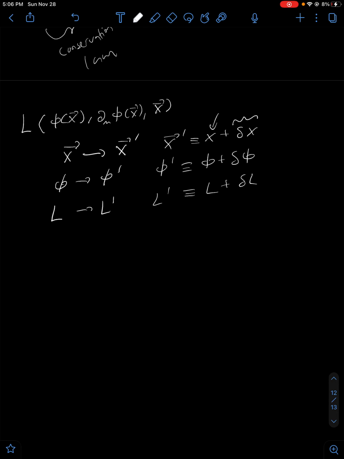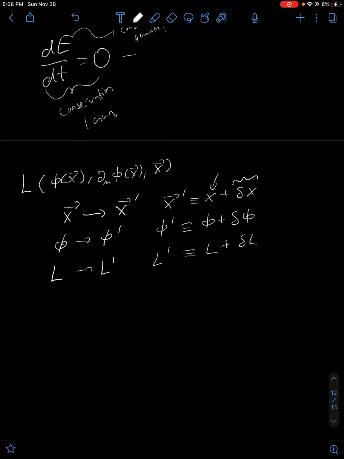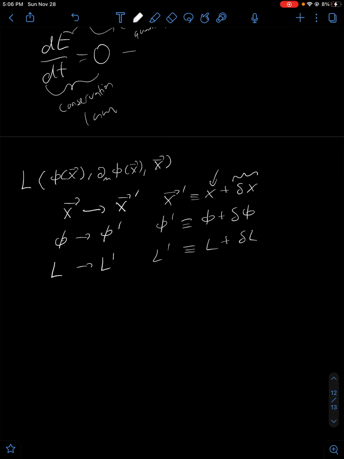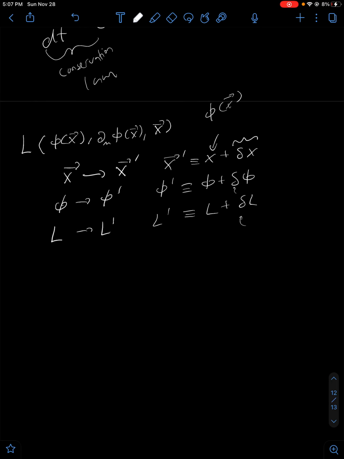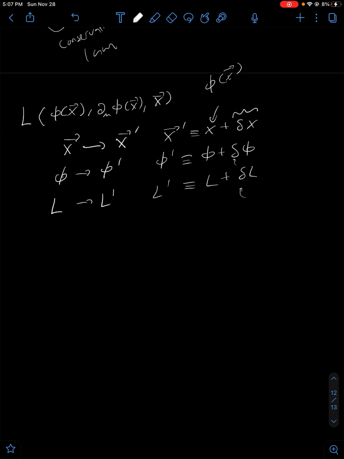And since our field phi depends on x, right? We have phi of x. It will also change by some amount, delta phi. And the Lagrangian will also change by some amount, delta L. Alright?